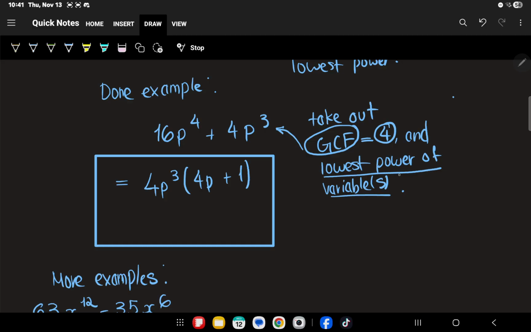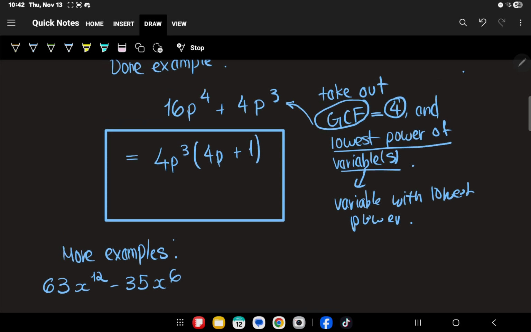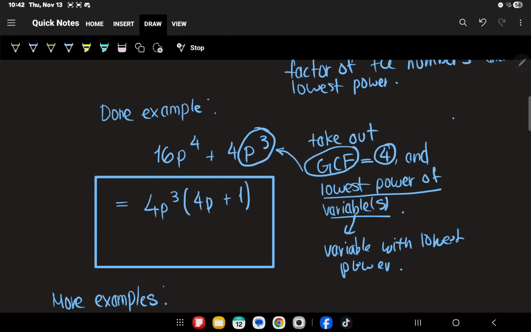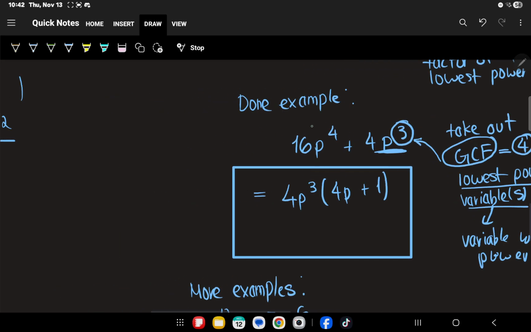We take out the 4, and then the variable with the lowest power. So what is the variable with the lowest power in the expression? It is p to the power of 3, right? The variable in this case is p. So in this whole expression, the p term with the lowest power is p cubed. So we take out p cubed alongside 4. So what is left inside the bracket? It's going to look like this: 4p cubed. How do I come to the conclusion of 4p plus 1?